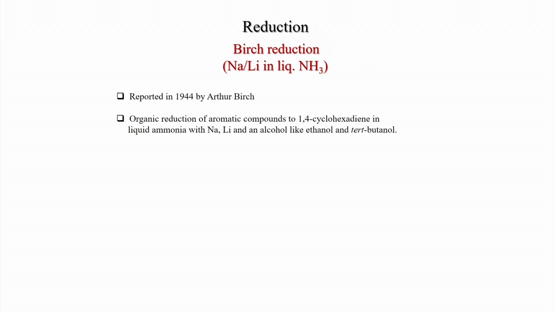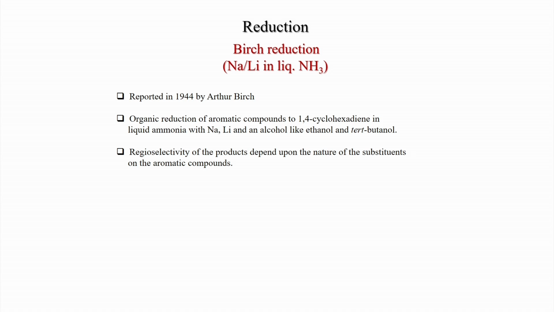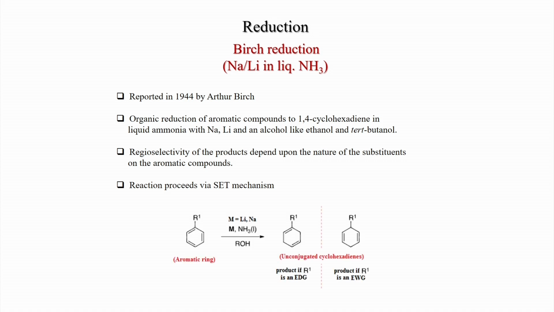It is an organic reduction of aromatic compounds to 1,4-cyclohexadiene in liquid ammonia with sodium or lithium and an alcohol like ethanol and tert-butanol, which are generally the proton source. Regioselectivity of the products depends upon the nature of the substituents of the aromatic compounds. And the reaction proceeds via the SET mechanism, which is called single electron transfer.